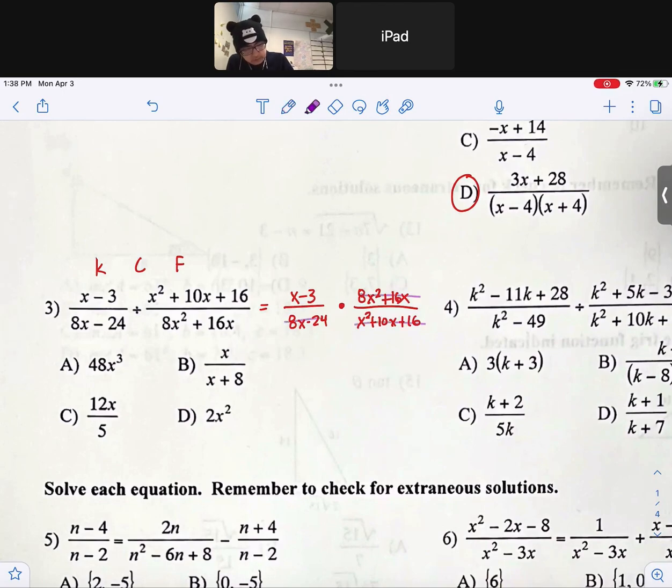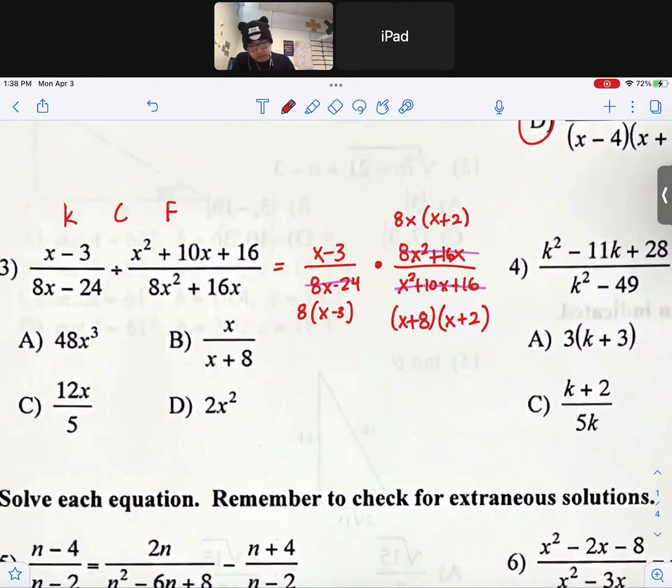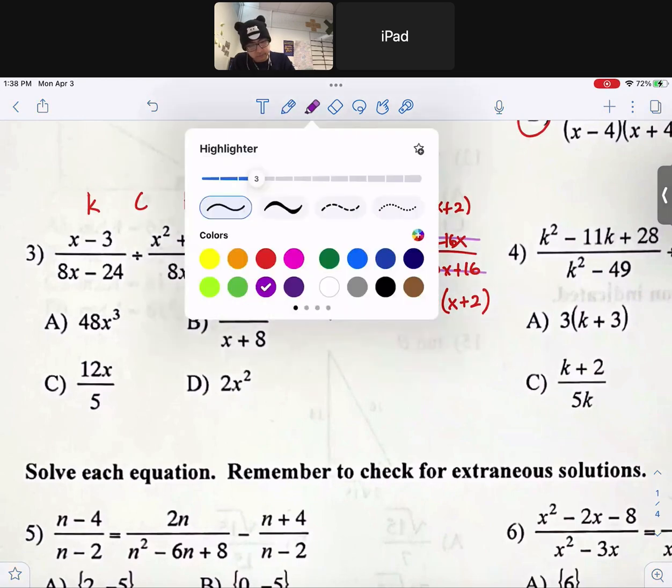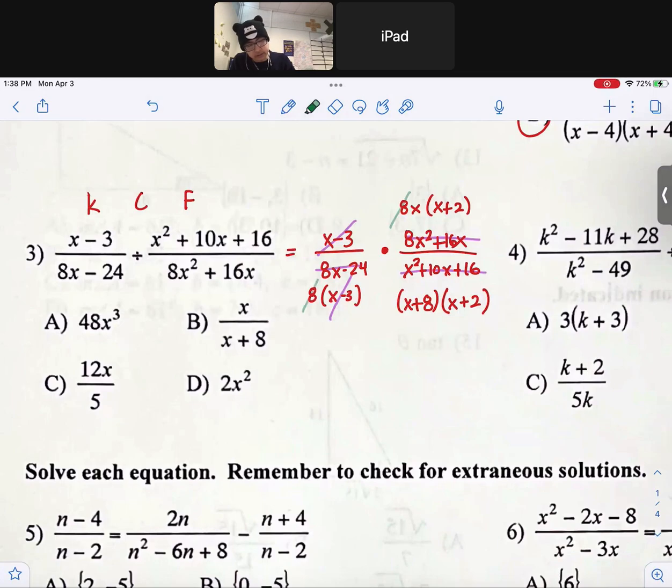We can factor all three. Factor out an 8 from here to get x minus 3. Factor out 8x from there to get x plus 2. And this is a trinomial factoring. So the two things that multiply to 16 and add to give you 10, that's x plus 8 and x plus 2. Okay, and now you start your cancellation. The x minus 3s can cancel. The 8 and the 8 can cancel. And the x plus 2 and x plus 2 can cancel. So all you're left with is x over x plus 8, which is B.